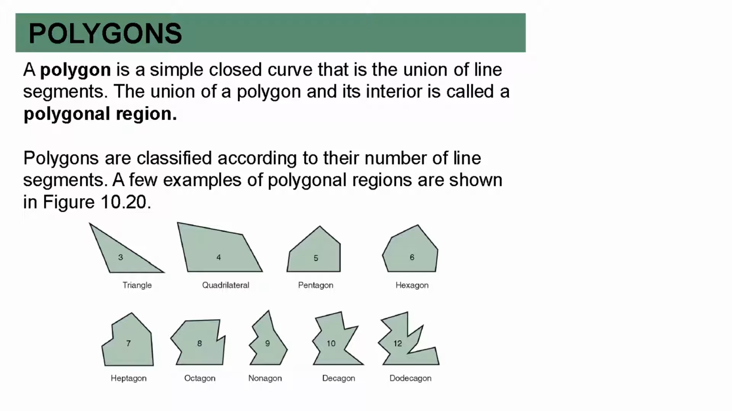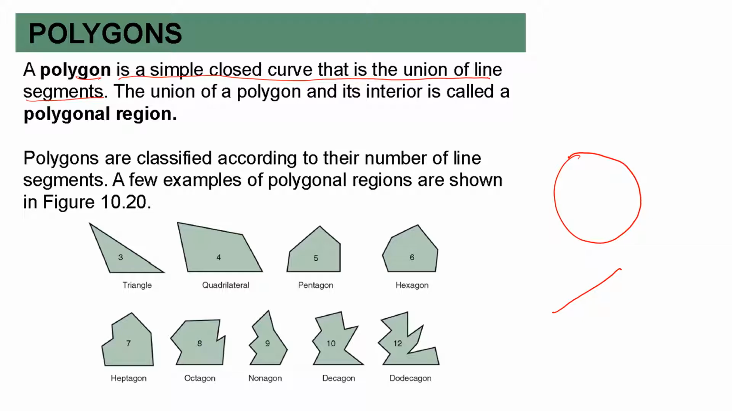So, polygons. I looked up polygon, and I think "gon" meant knees, so it has bends in it, like you bend your knees. But it's a simple closed curve that is the union of line segments. Okay, so a circle would not be a polygon because it doesn't have line segments. Line segments have to be straight.